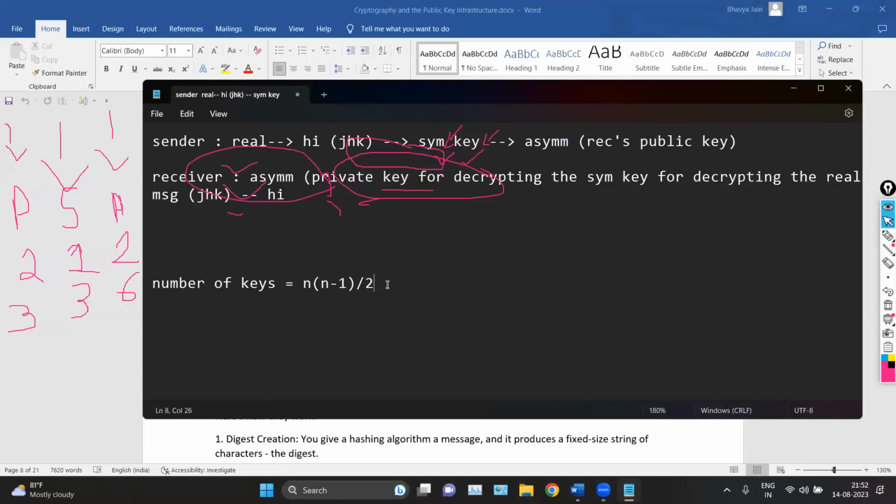Please remember this. n means the number of participants. Let's say you have 2 participants, then you replace n with 2: 2 times (2 minus 1) is 2 times 1, which is 2, and 2 divided by 2 equals 1, which is 1 symmetric key.